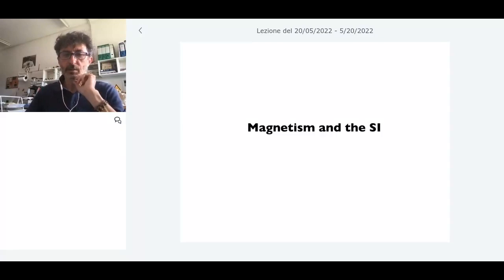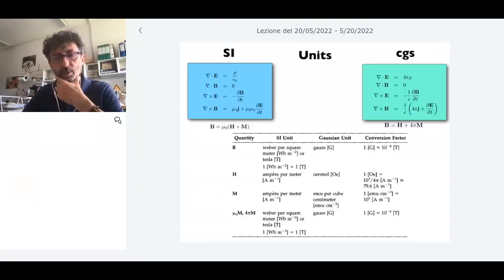Okay, so units in magnetism. This is a really crucial issue. And the reason is the following.